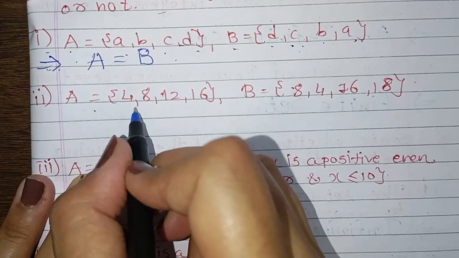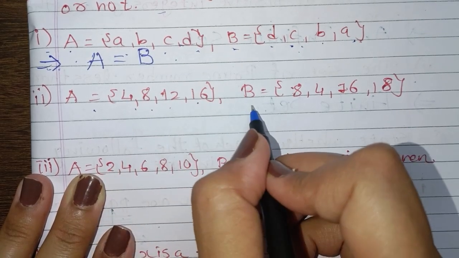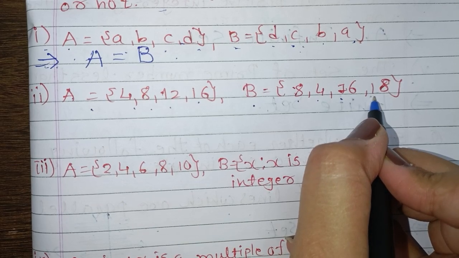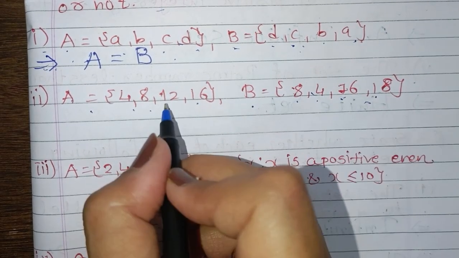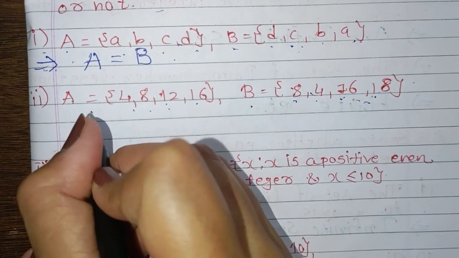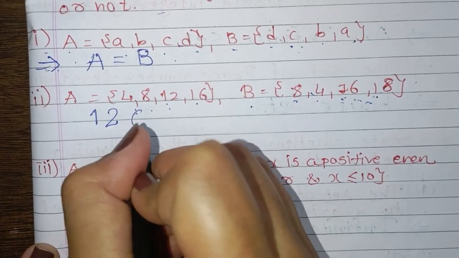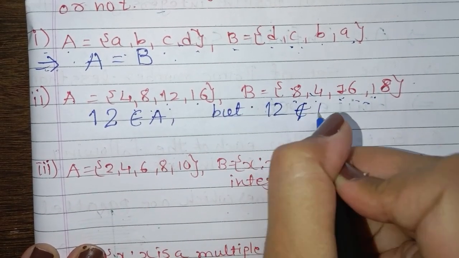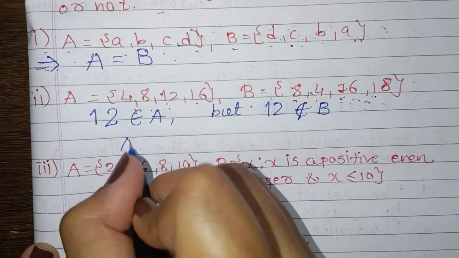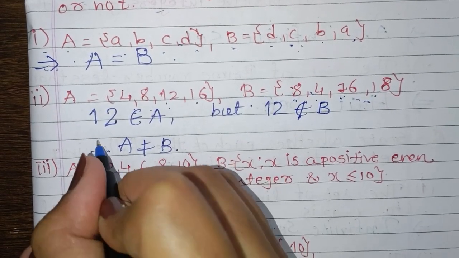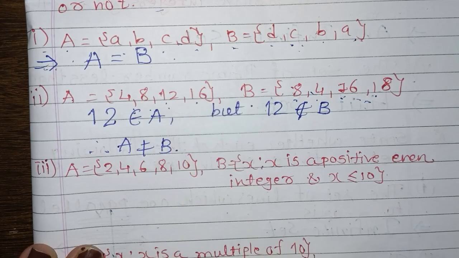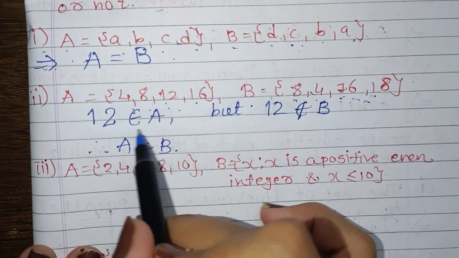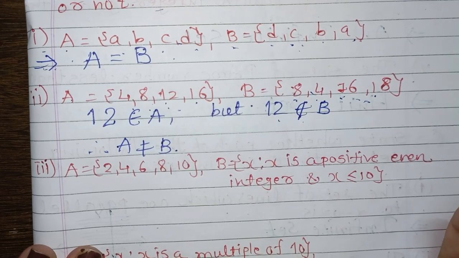Second is A equals {4, 8, 12, 16} and B equals {8, 4, 16, 18}. Here it can be seen that 12 belongs to A, but 12 does not belong to B. That's why A does not equal B. The condition of A equals B is that all the elements of A are equal to the elements of B. That's why here A is not equal to B, as 12 does not belong to B.